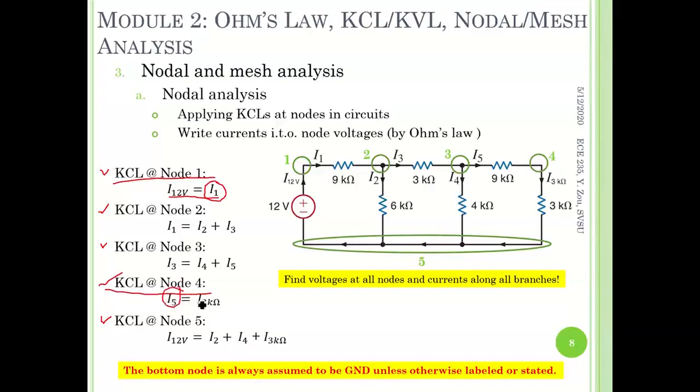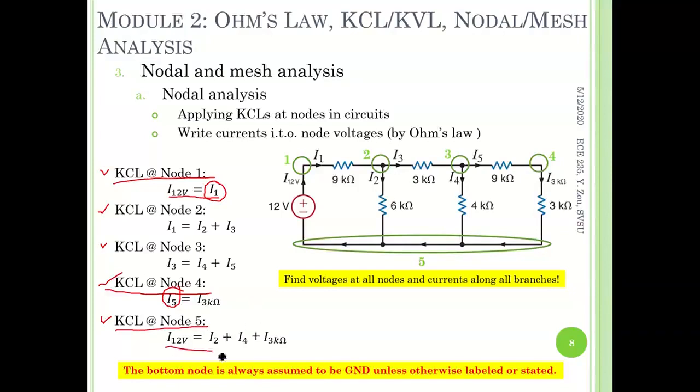We keep I5, and keep in mind that the 3 kilo ohm current is nothing but I5 as well, due to the series connection between the 9 kilo ohm and the 3 kilo ohm. Another thing is, let's take a look at the very last ground node KCL. What trick does this equation have?